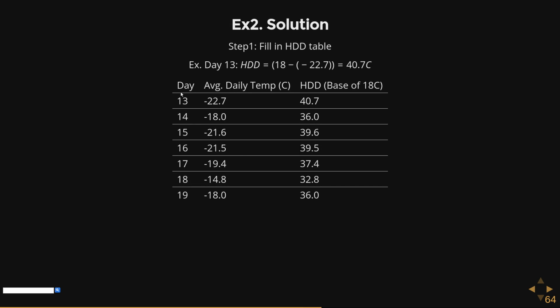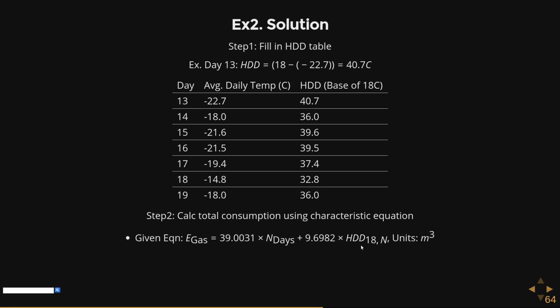Just a quick reference. If we have day 13 with an average outdoor temperature of negative 22 degrees Celsius, that would have 40 heating degree days for that particular day. So same calculation all the way down. We find here are our heating degree days. And then for step 2 of calculating the total consumption, first we need to know the heating degree days for that period of 7 days, and then we need to substitute how many days we're looking at. In this case, it's 7 days.